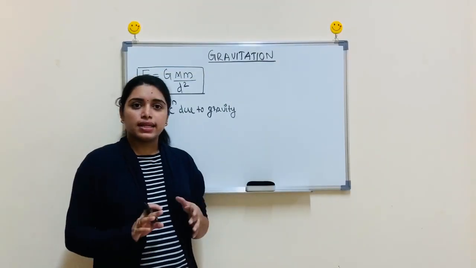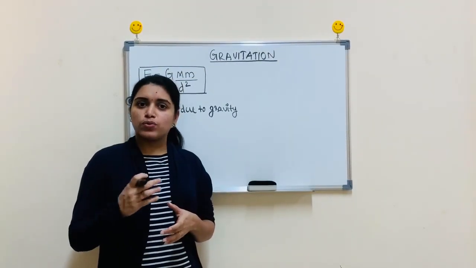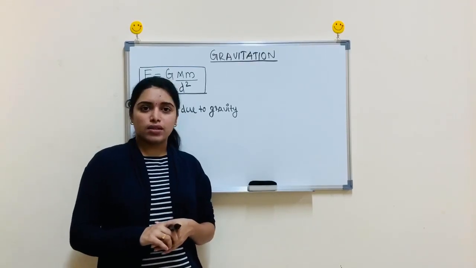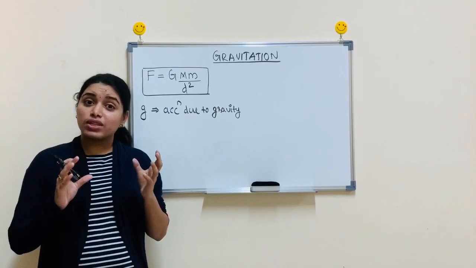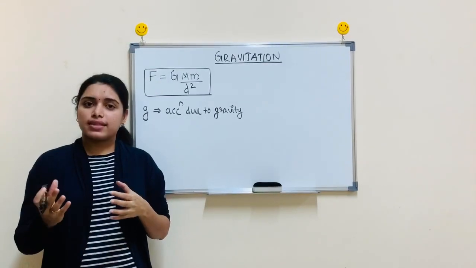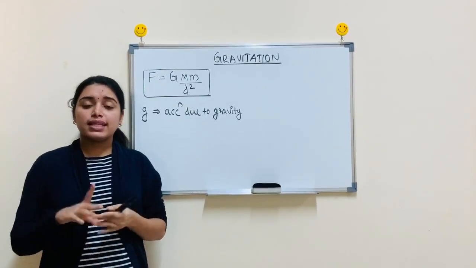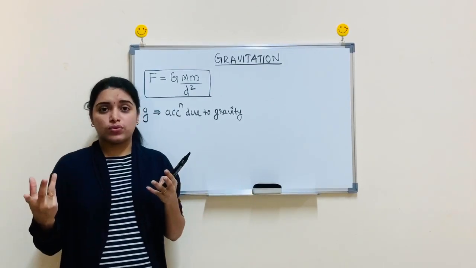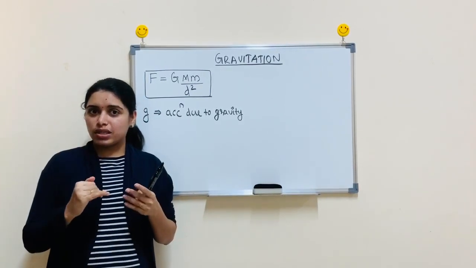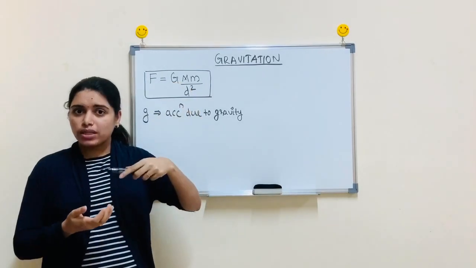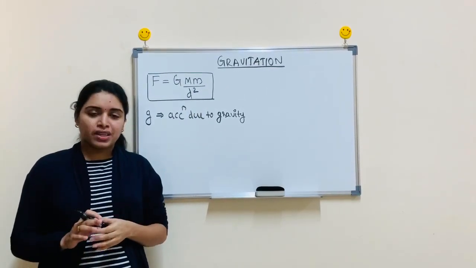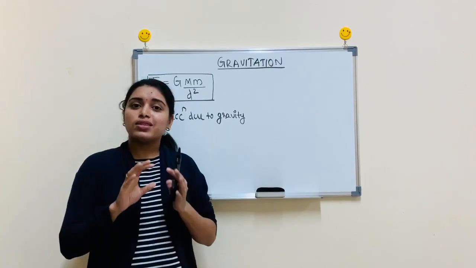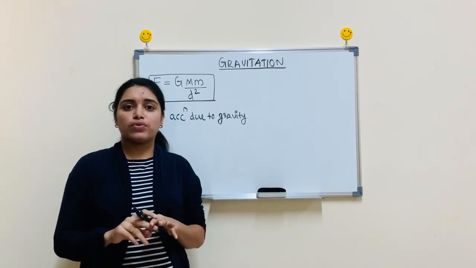Now, we learned that Earth attracts every object towards it. It is due to the gravitational force. Whenever an object is falling under the influence of this gravitational force alone, then we can say that the object is in free fall. That is, there is no influence of any other force. Only due to this gravitational force, if the object is falling towards Earth, then we can say that the object is in free fall.